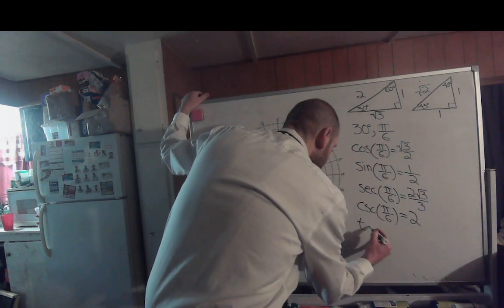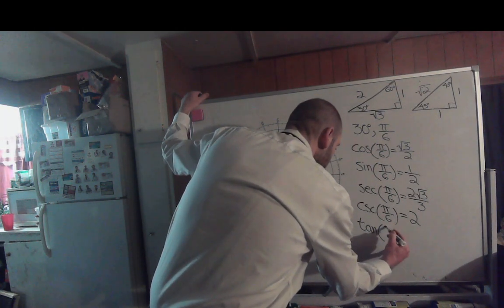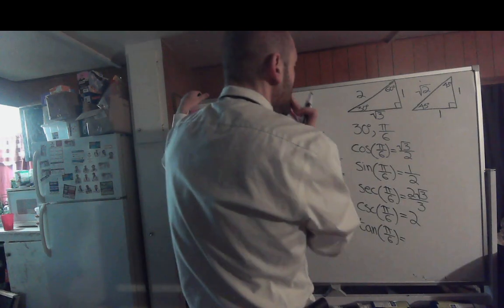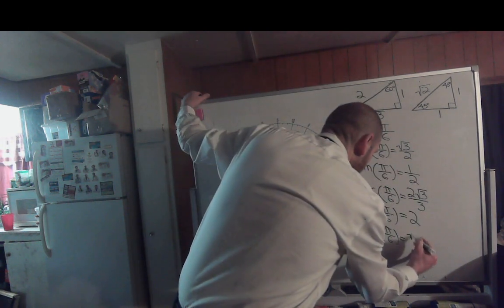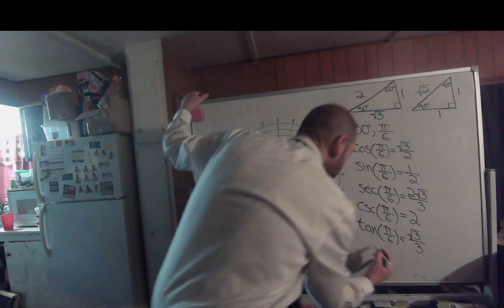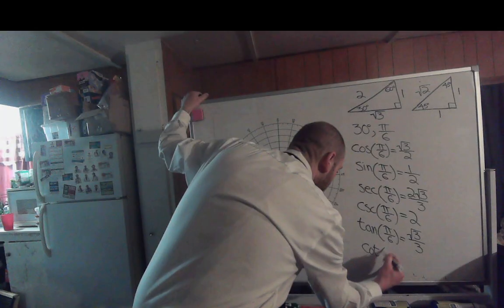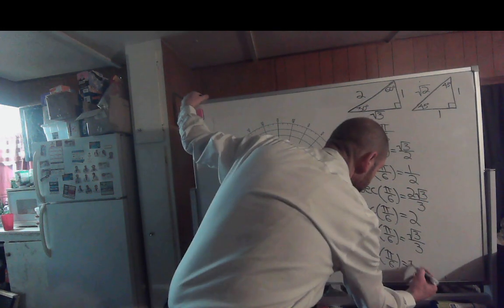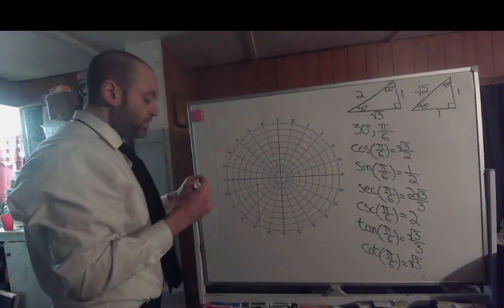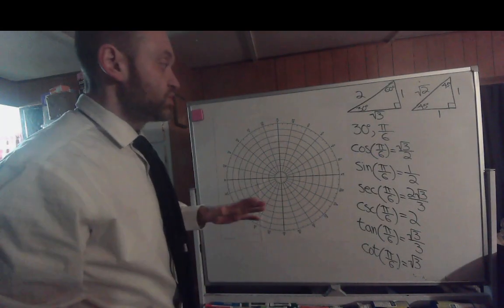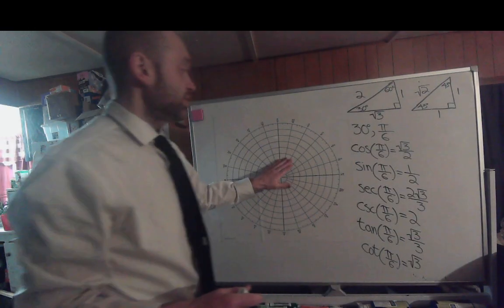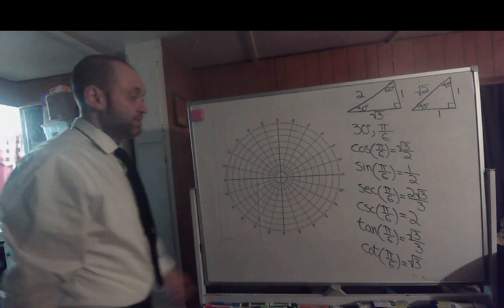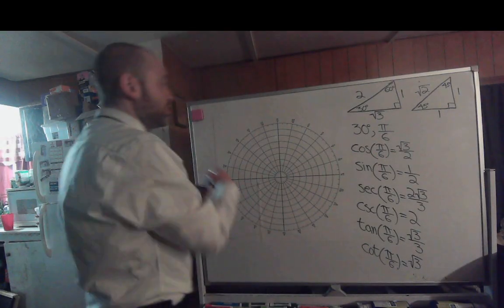Now we can find the tangent of pi over 6, which is the same as sine over cosine, which would end up being the square root of 3 over 3. And then to find the cotangent of pi over 6, that's going to be cosine over sine, which would just be the square root of 3. We are doing the very fundamental first quadrant angles first. So, as you see so far, everything is positive.